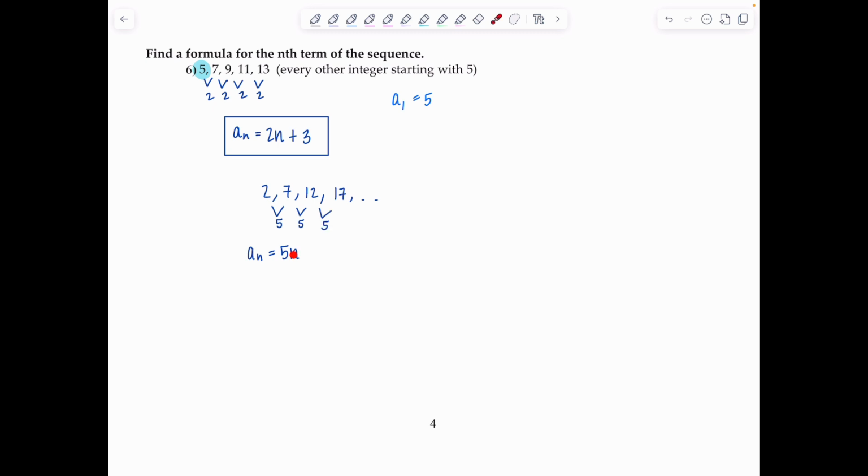If I plug in 1, 5 times 1, 5. How do I get to 2? This time I would have to subtract 3. And then just check if it works for the others. So 5 times 2 is 10 minus 3, 7. Boom. And this works so long as it's arithmetic. Okay, so you have to have a common difference between the terms. Helpful, right? Helpful.